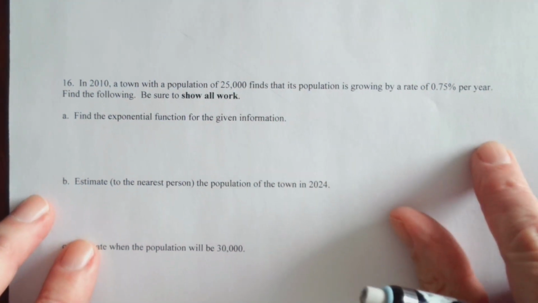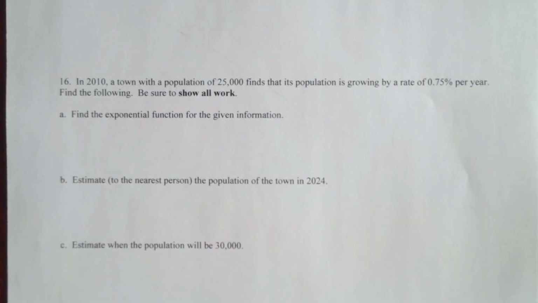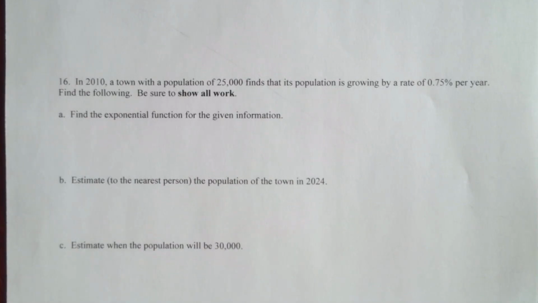This is the last problem that's not covered in the original videos I did. Number 16. So it says, in 2010, a town with a population of 25,000 finds that its population is growing by a rate of 0.75% per year. Find the following.